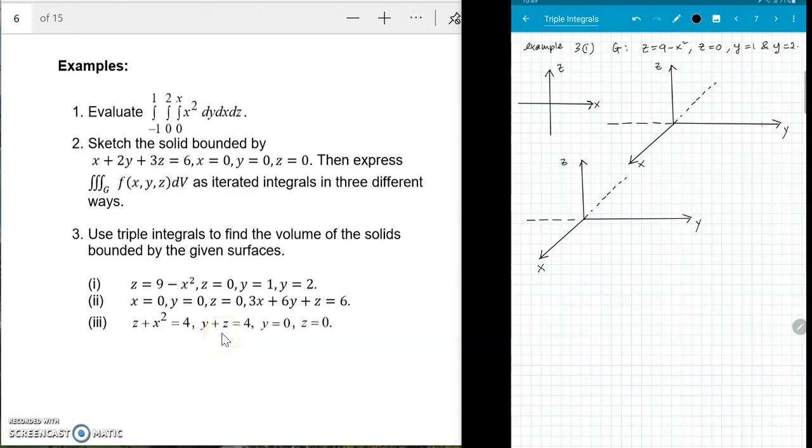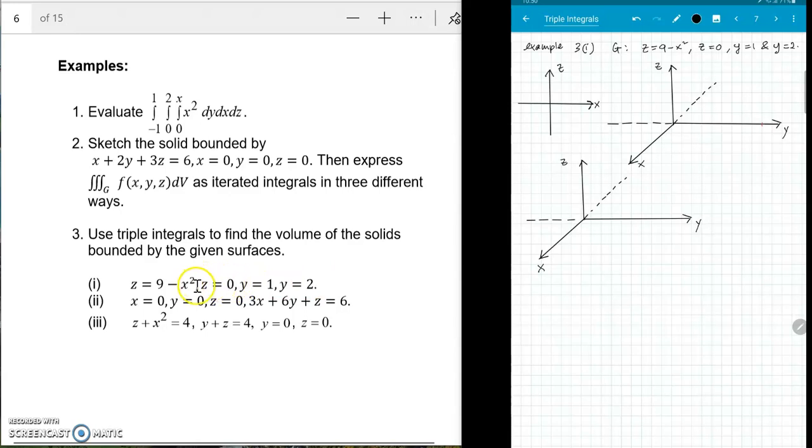Assalamualaikum and welcome back. Let's proceed to example 3 where we are asked to use triple integrals to find volume of solids bounded by the given surfaces. Okay, let's look at example 3 item 1. So here we are given 4 equations. So those equations represent surfaces where the solid is bounded.